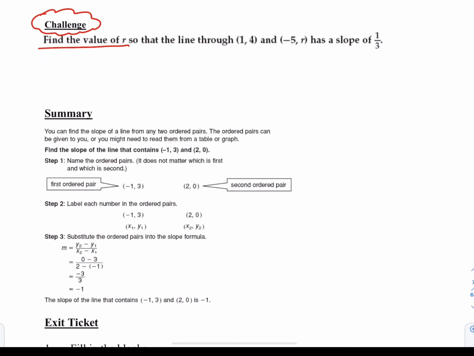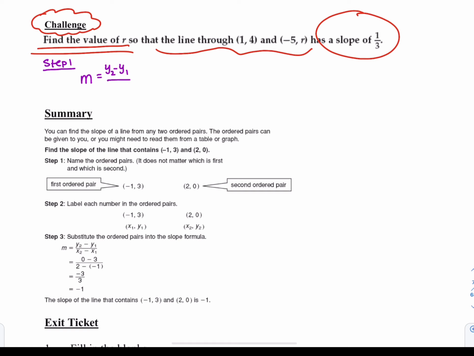Here's a quick challenge problem. They give us 2 coordinate points where one of the y values is unknown, and they tell us the slope is equal to 1/3. Using the slope formula, I would just substitute the values from the coordinates as I see them, as if they were all numbers, and I get some sort of expression in terms of r. We follow that up by simplifying that expression, and we set that equal to the slope that they told us, which is 1/3.